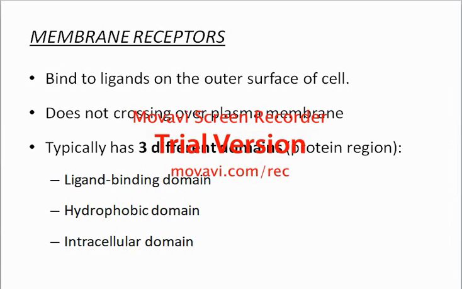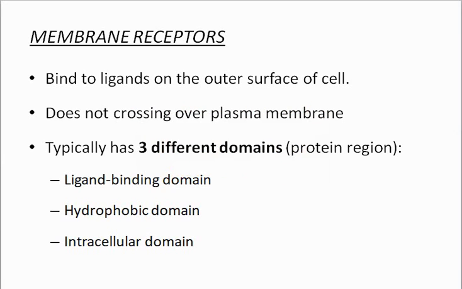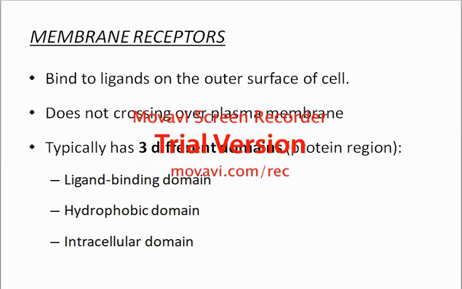Membrane receptors, also known as cell surface receptors, are membrane-anchored proteins that bind to ligands on the outside surface of the cell. In this type of signaling, the ligand does not need to cross the plasma membrane. So, many different kinds of molecules, including large and hydrophilic ones, which are water-loving, may act as ligands.